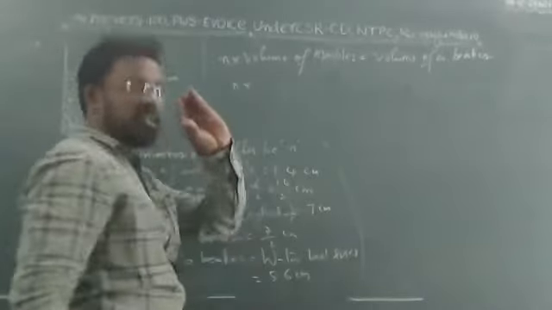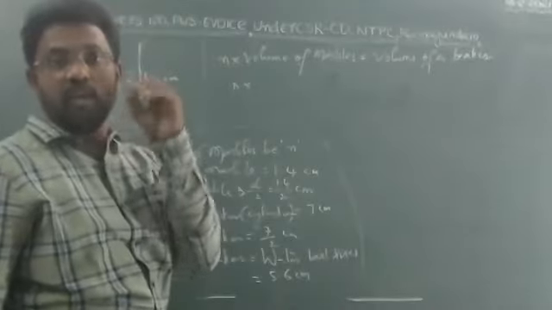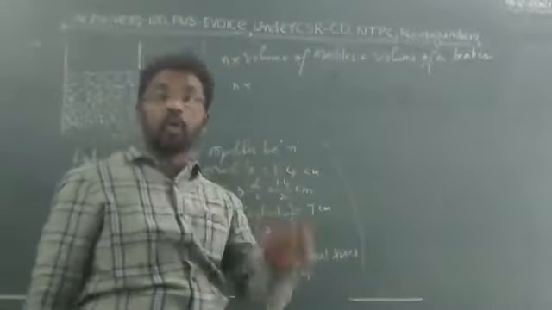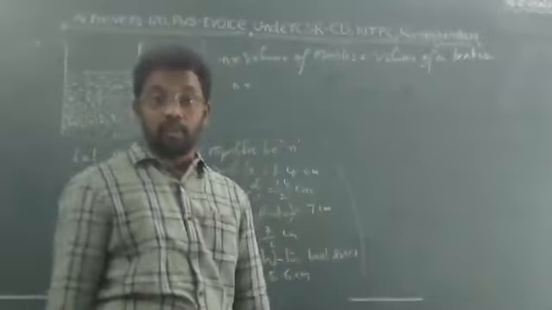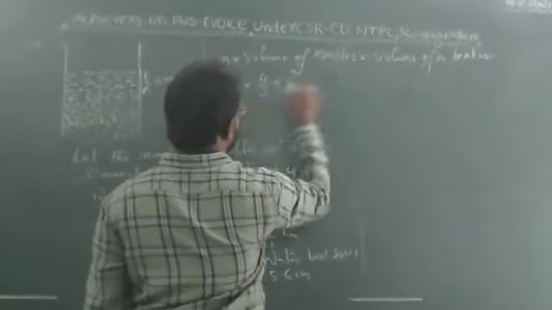Marble in the sense it is the shape of a sphere. What is the sphere formula? 4 by 3 pi r cube. It is the volume formula, isn't it? So 4 by 3 pi r cube is the formula.